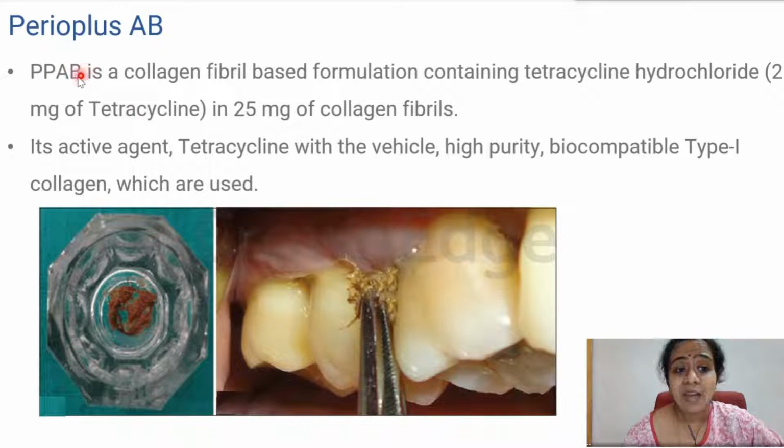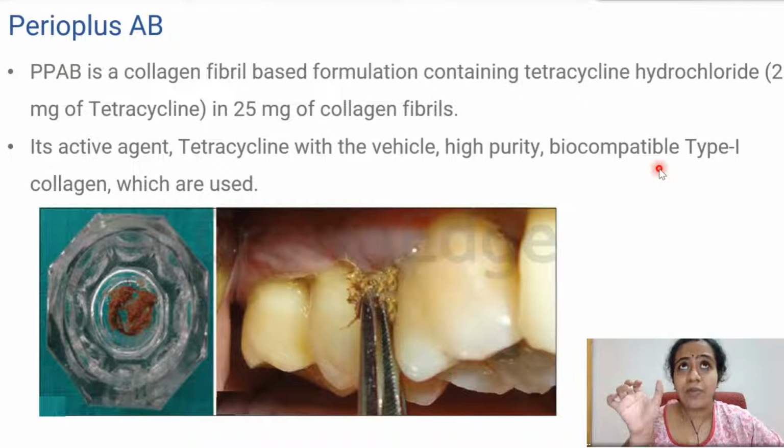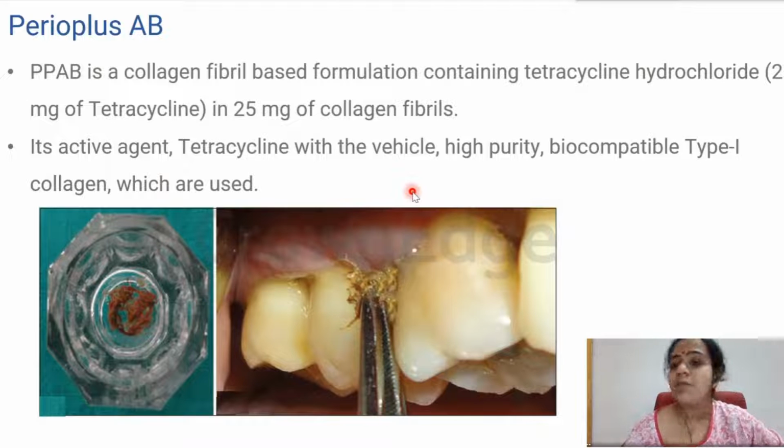And Perio plus AB is a collagen fiber system. So as we know, it resolves on its own. Its carrier itself has a collagen base, and the concentration is 2 mg. Just remember what percentage or concentration of the particular antibiotic is used and what would be the most ideal carrier for that particular brand drug. Perio plus AB is available in our country itself, and most of these are available. There are a few that are not, that's why I told you. So it is 2 mg tetracycline in a collagen carrier.